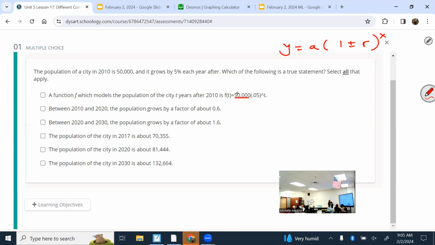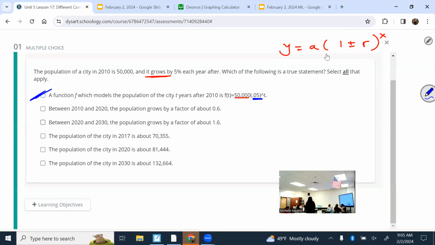Okay, and it says that this is growing by 5%. Would a B value of 0.05 be growing? It would not be, and if you graphed it, you would definitely see that that's decay, because that B value is smaller than one. It looks like they forgot to add it to the one. So that's incorrect.